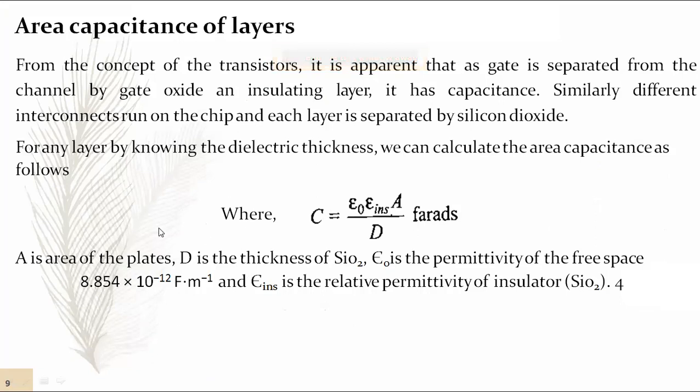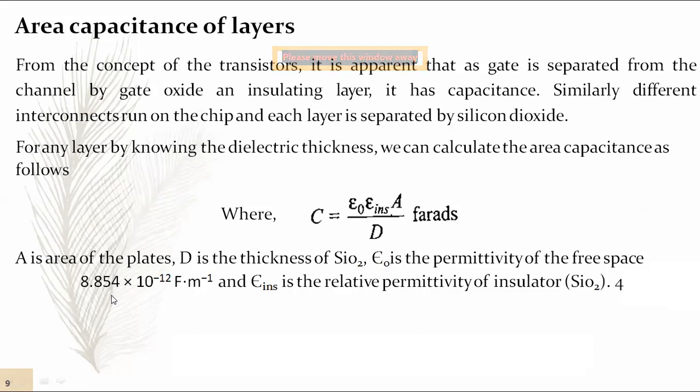Next is the area capacitance of the layer. Capacitance C is equal to epsilon_r epsilon naught A divided by D, where A is the area and D is the thickness. Epsilon naught is the permittivity of free space, which is 8.854 into 10 to the power of minus 12 farads per meter.